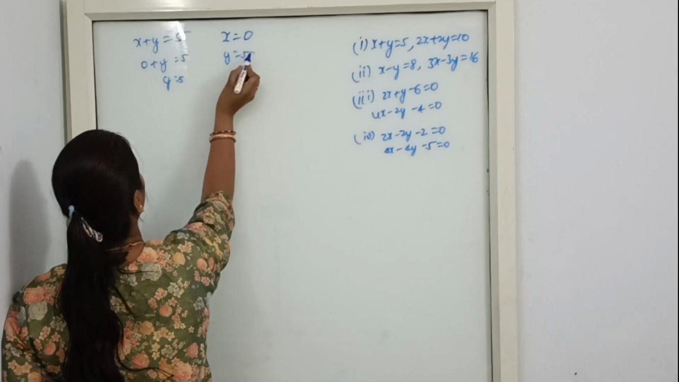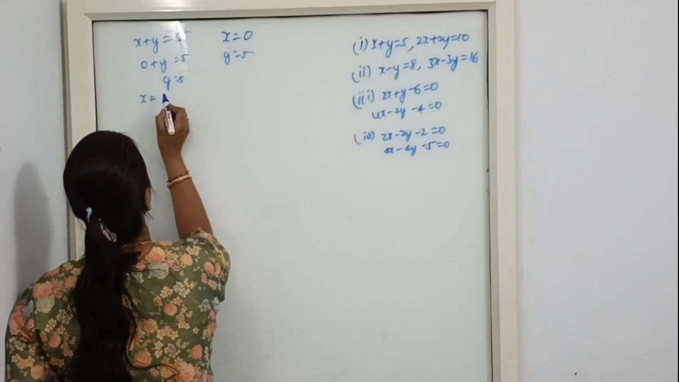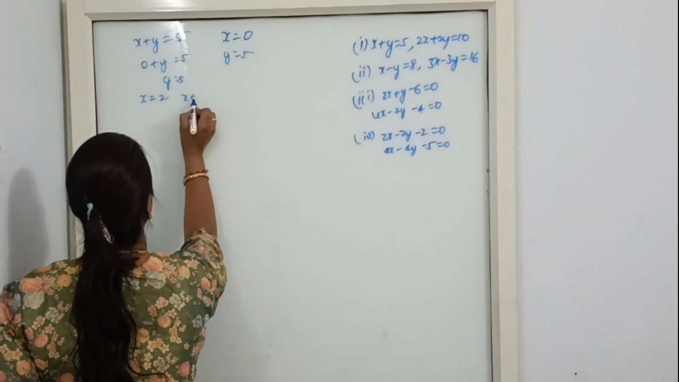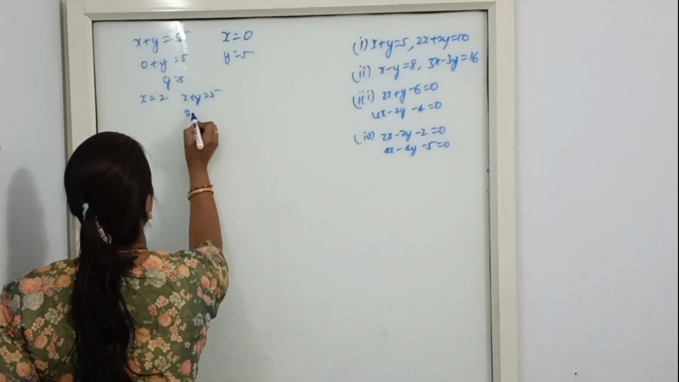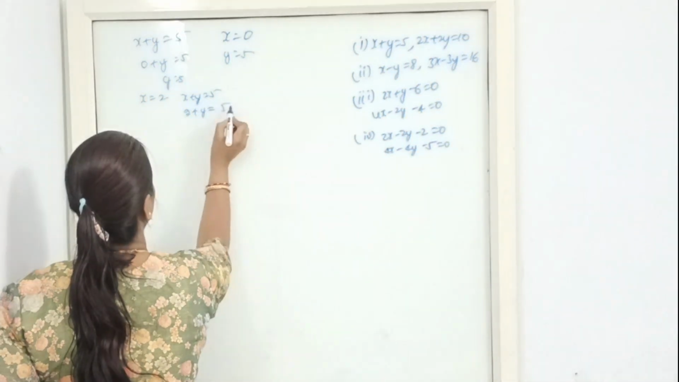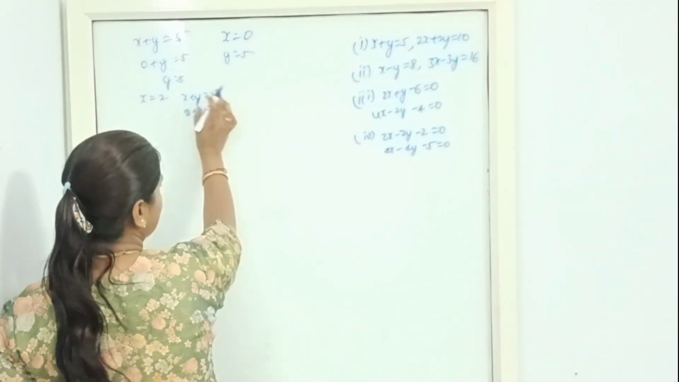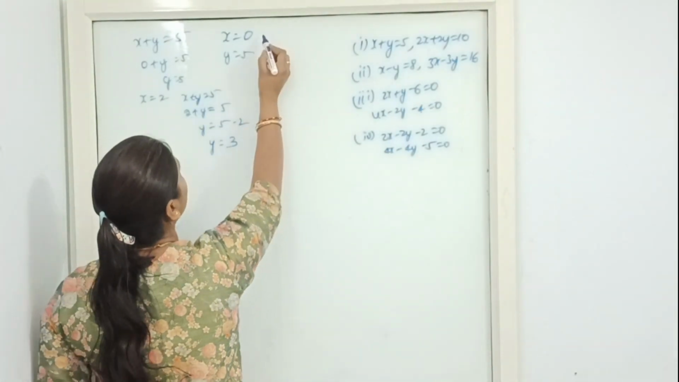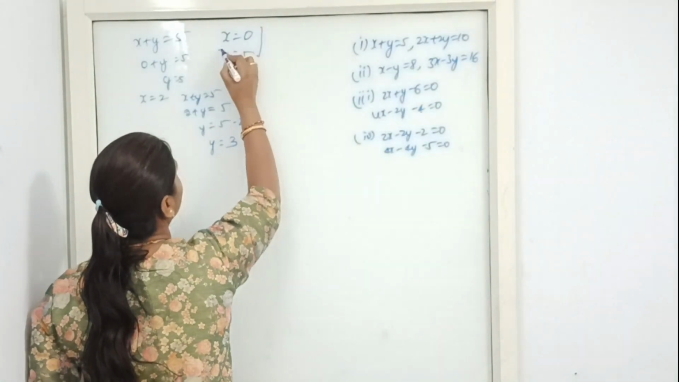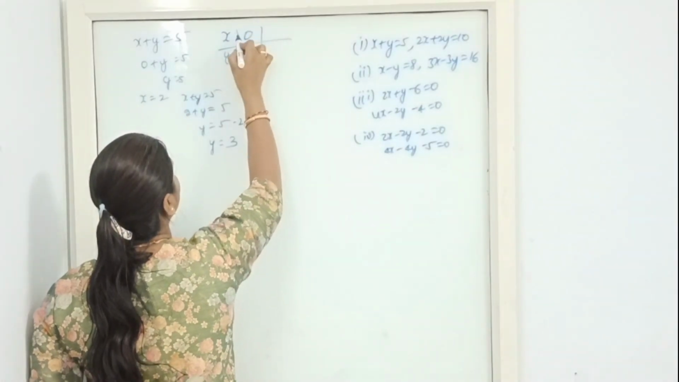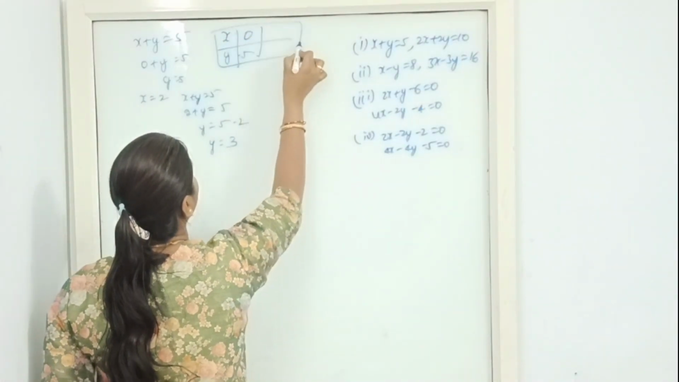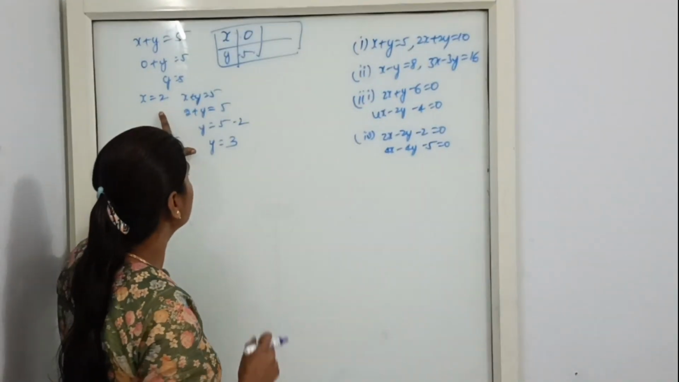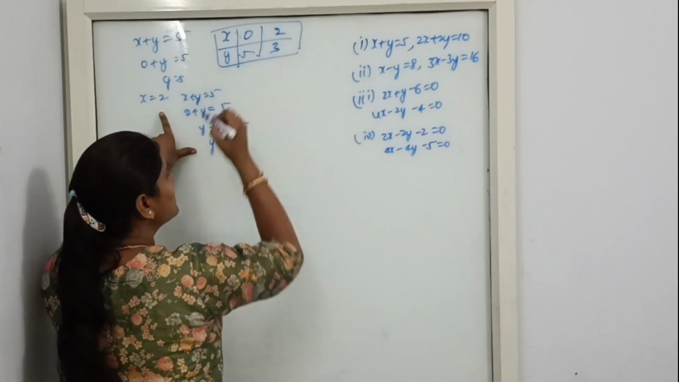So y is 5. If x is equal to, you can give 2 also. So x plus y is equal to 5. 2 plus y is equal to 5, transpose to that side, y is equal to 5 minus 2, which is 3. So here we need to make a table, right? If x is equal to 0, y is 5. If x is equal to 2, y is 3.